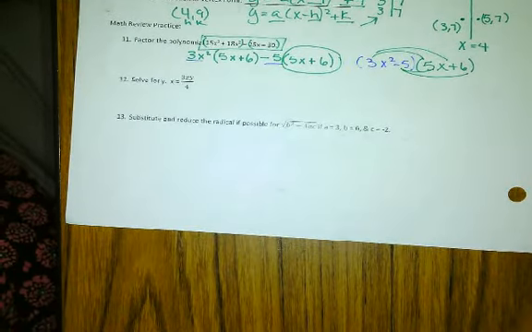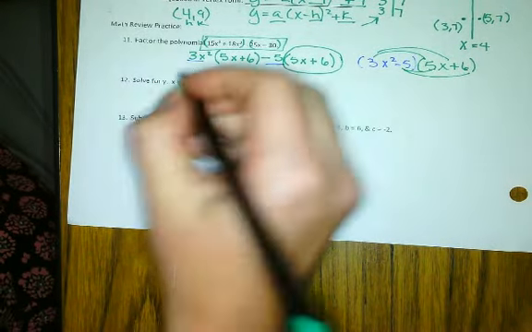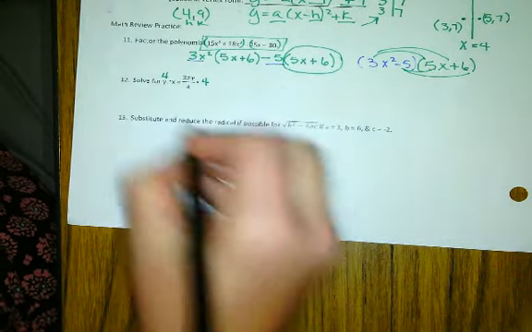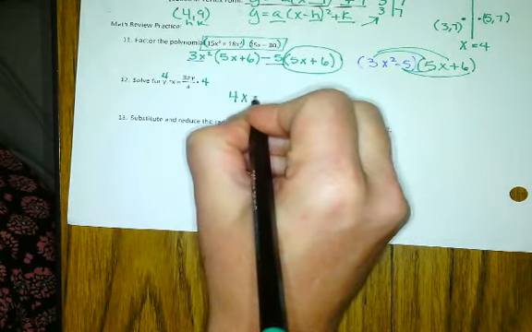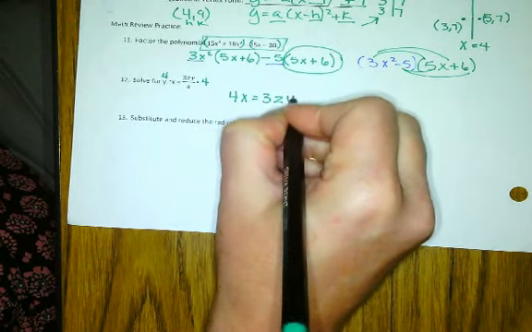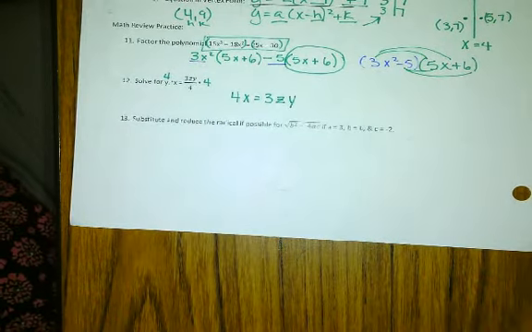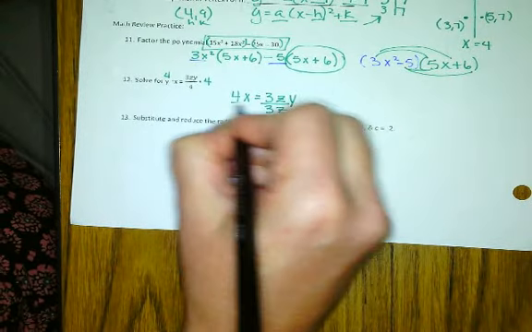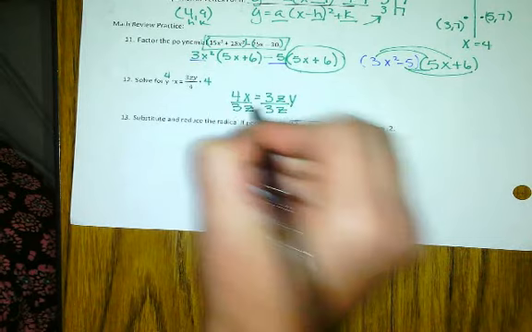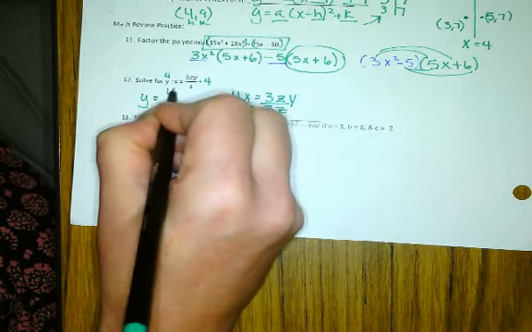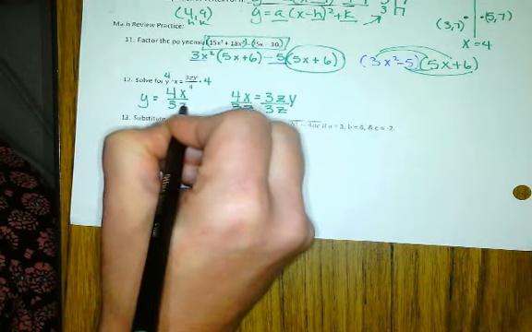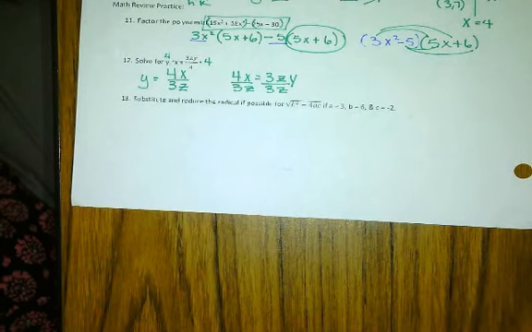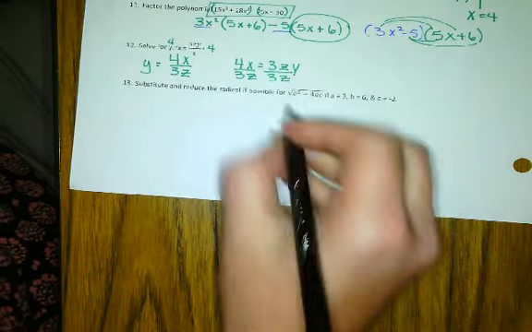Okay, on this one here, they want you to solve for y. So the first thing I need to do is get rid of the divide by 4. So times 4. I'm going to times 4 on this side. So on this side here, I have 4x equals 3z y. Now, if I'm solving for y, that means I want to get rid of the 3z. So I'm going to divide by 3z. So what I now have is y equals 4x divided by 3z. That's my answer.